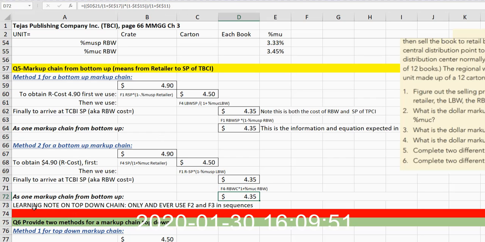I want to make a little learning note on this top-down chain. Notice when you do a top-down chain, you are only and ever using F2 and F3 in sequences.